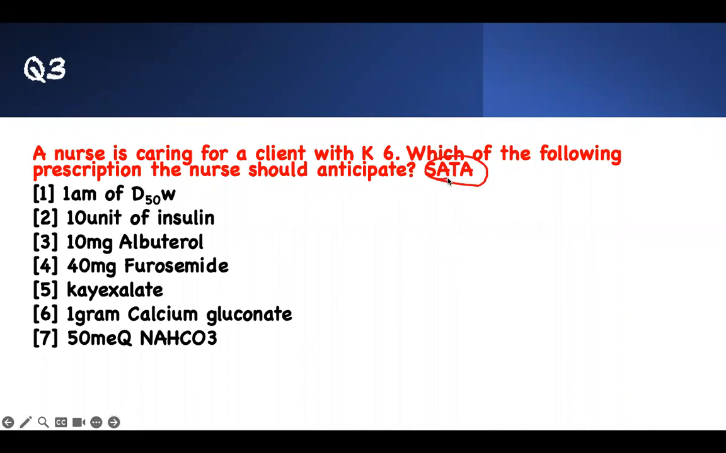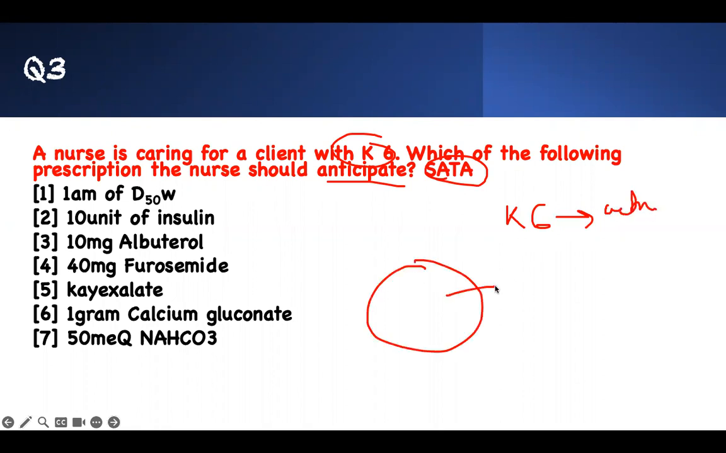So let's apply. This is content I want to give you guys in case you see it somewhere. Which of the following prescriptions should the nurse anticipate? The nurse is caring for a client with potassium 6. Keyword: my ask is potassium 6, action. Then you tell yourself, bring your content. Potassium is outside the cell here, and it's 6. We've got to drive it inside, so it's more inside the cell than outside.